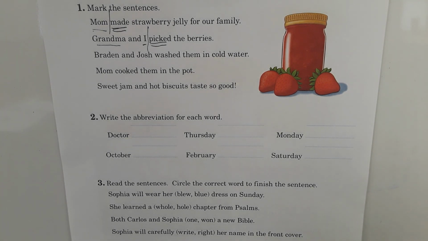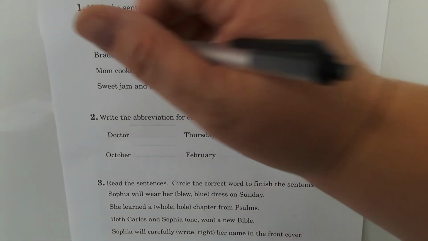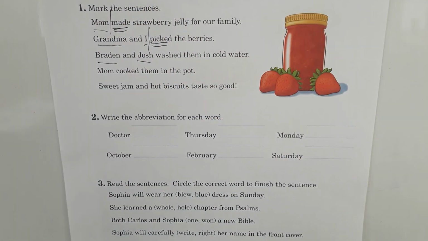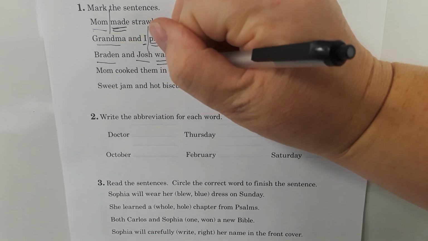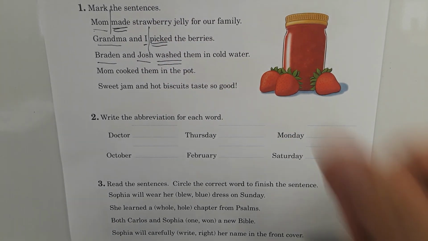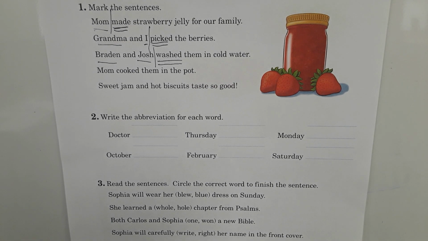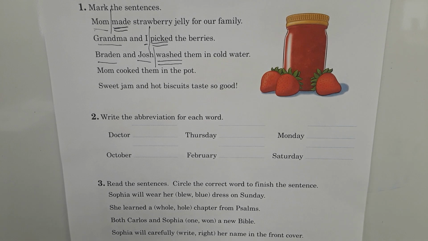Braden and Josh wash them in cold water. What's the subject? Braden. Josh. What did they do? Washed. Washed is the verb. Divide between the subject and the verb. Verb is part of the predicate. Go ahead and do the next two by yourself.